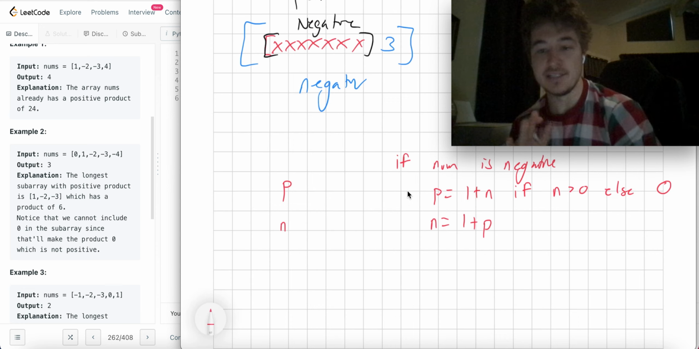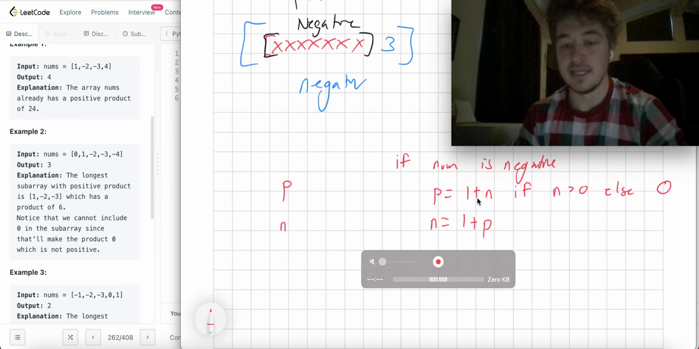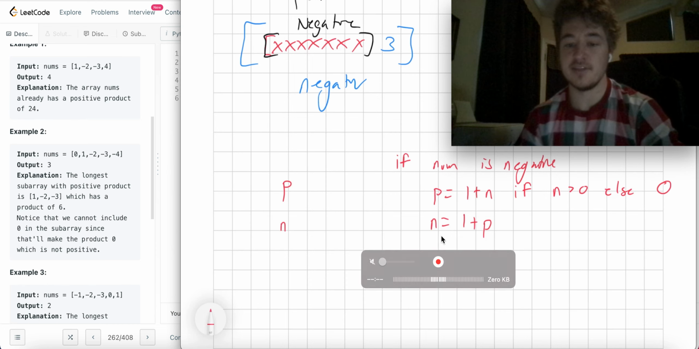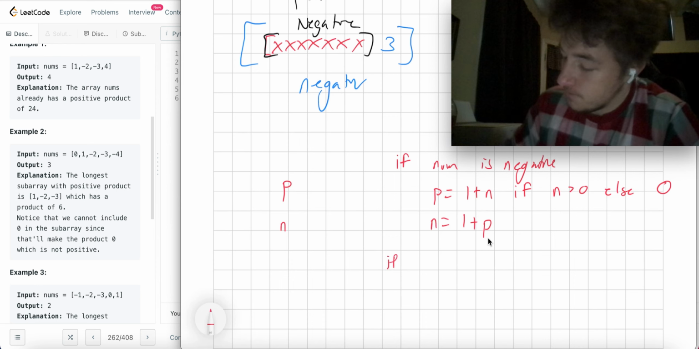And if there are no positives, then, and these things need to happen atomically, together at the same time. Because if I update positive here, and then I update positive here, it's going to be an issue. But let's just say for the sake of argument that these are updated at the same time. Okay. Now, what if the number is positive?